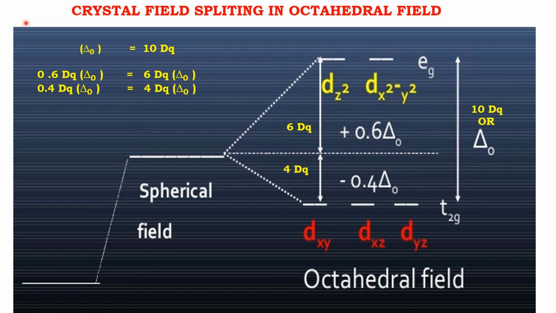So be careful while drawing this one. This is T2g, this is Eg. 3 orbitals down, 2 up. This has energy of minus 4dq. This has plus 6dq. This gap is called 10dq or delta O.